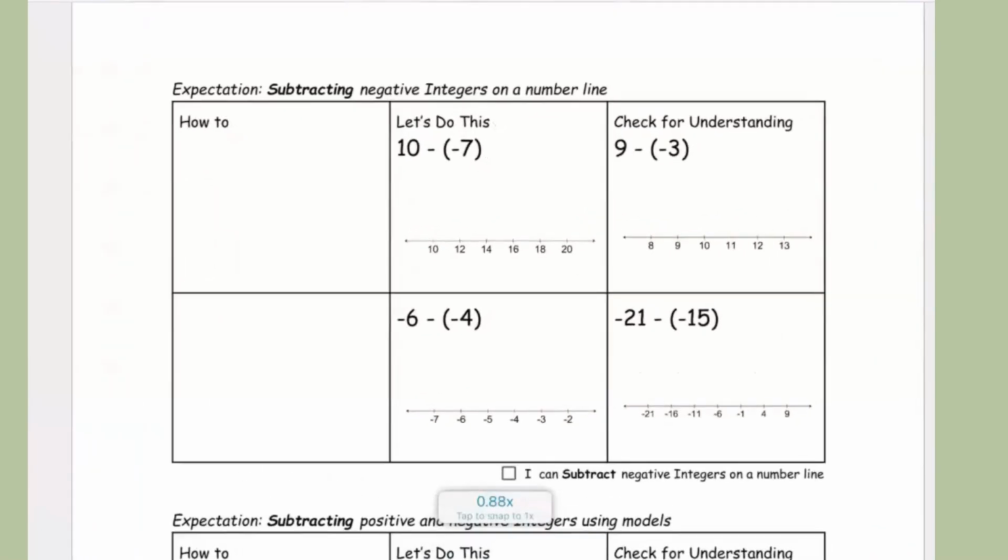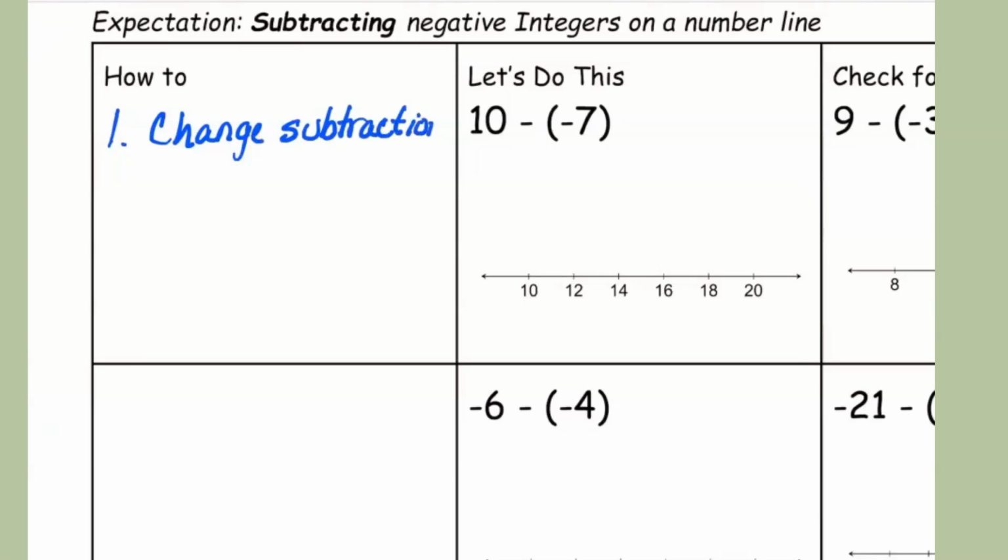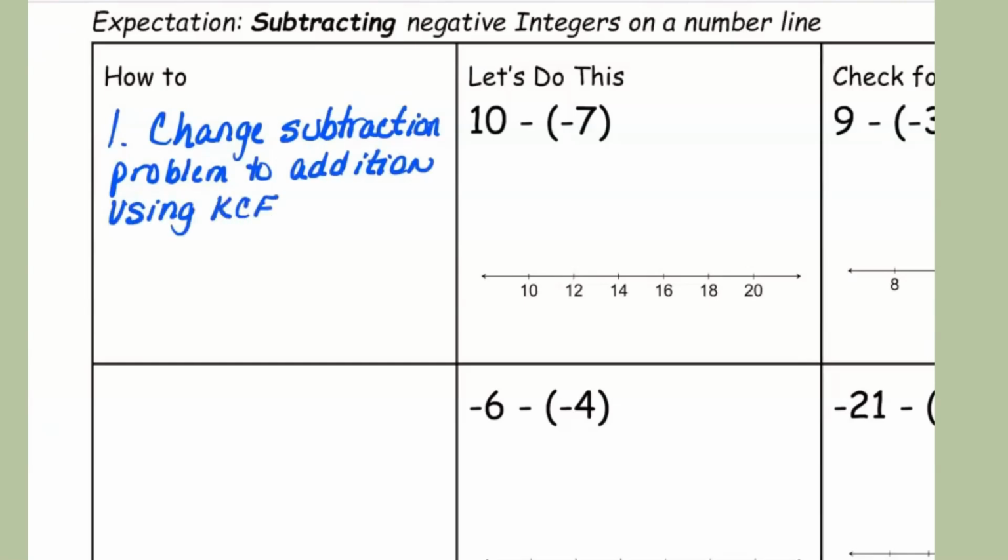In this section, we are subtracting negative integers on the number line. So remember, the first step is to change that subtraction problem to an addition problem. The way that you change that subtraction problem to an addition problem, we like to use keep, change, flip. Now, it's really not flipping as in what we're doing with the fractions. We're just flipping that sign from a negative sign to a positive sign.